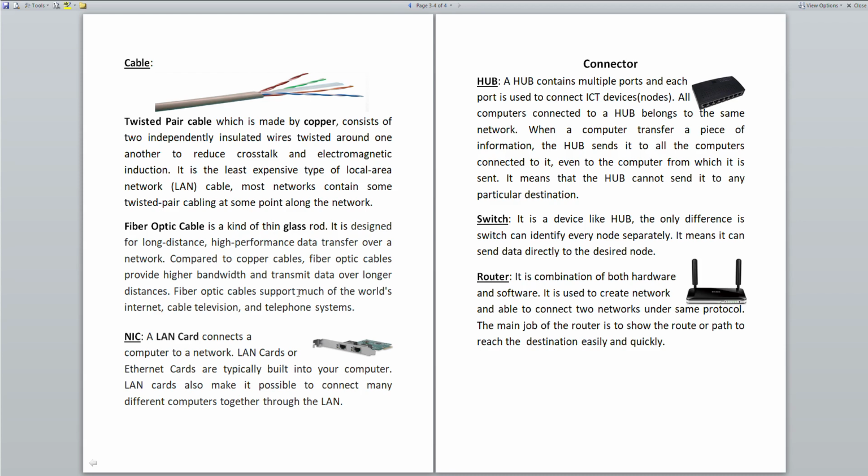Now, next one to build up a network, which is a very important one. It comes into the computer nowadays. It is built in into the PC, which is called NIC, Network Interface Card, or the LAN card, or sometimes you say Ethernet card. This is there once you purchase your laptop, your PC. It's built in.